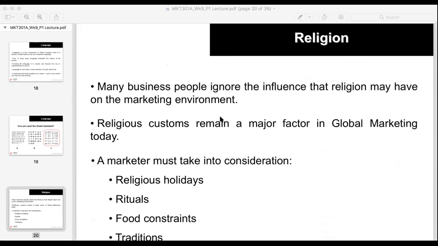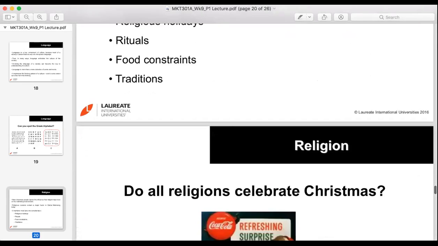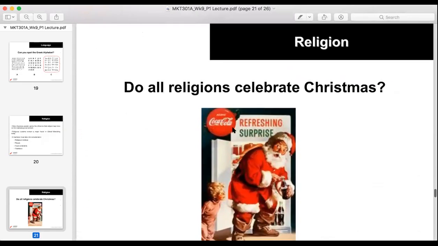Some markets may consist of vegetarian people, for instance, vegetarian consumers. So we also need to be aware of that. So we need to consider how we can adjust our offering. Okay.